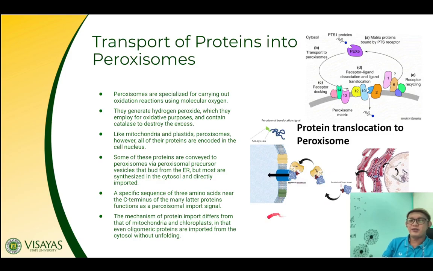A specific sequence of 3 amino acids near the C-terminus of many of these proteins functions as a peroxisomal import signal. The mechanism of protein import differs from that of mitochondria and chloroplasts, in that even oligomeric proteins are imported from the cytosol without unfolding. So it is different because in other organelle transport, HSP70 is attached so that the protein will not fold. But here, the protein, even in its folded form, could be transported without unfolding.